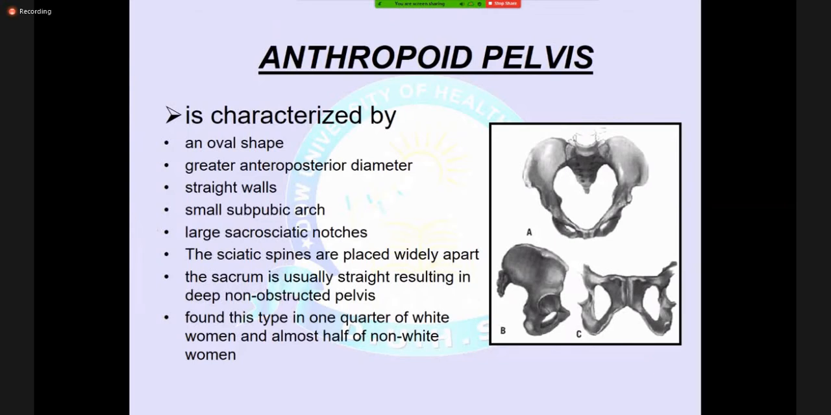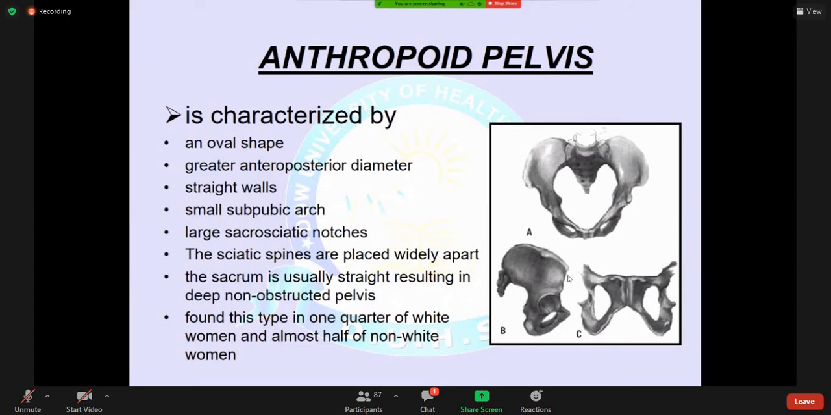The anthropoid pelvis. As you can see, if you compare it to the gynecoid pelvis, the shape differs in a big way. The inlet is more or less oval in shape. It has a much greater anteroposterior diameter. The walls of the pelvis are relatively straight. If you look at it from this angle in the C diagram, the walls are much greater and they're straight.